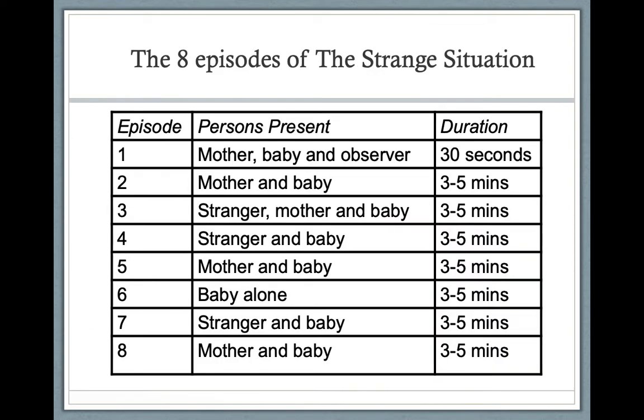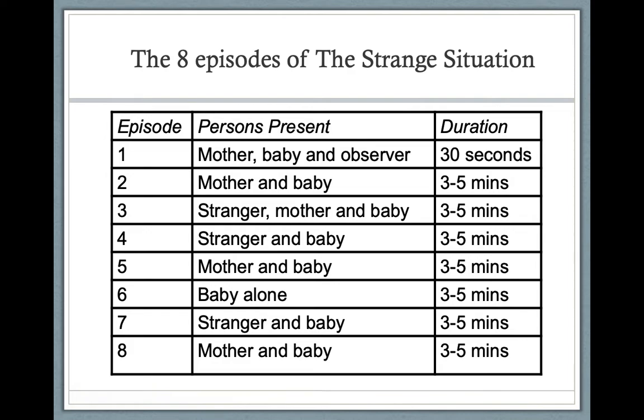Okay, so really well done if you got 8 episodes. You might have got 7 or maybe even 6, because some of them aren't as obvious as others, but there are technically 8 different episodes of the Strange Situation. The first episode is purely just the mother, the baby, and the observer. This is not really a proper episode. It's more about the observer explaining and telling the mother what's going to be happening, almost like the brief. That only lasts 30 seconds. The experimenter will just tell the mother what's going on.